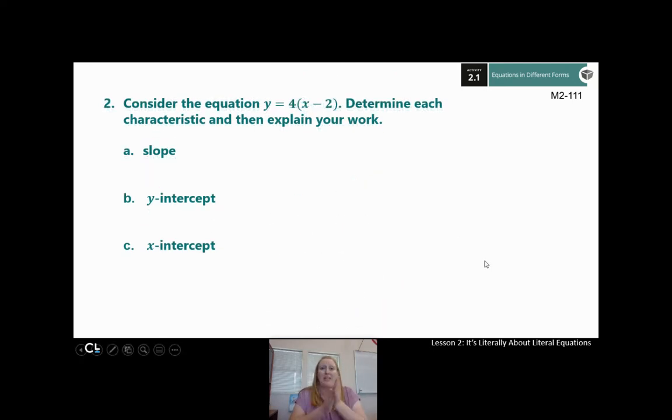All right, what about this one? I would like you to now consider this equation. y equals 4 times the difference of x and 2. I'd like you, again, to determine each characteristic. How'd you get it? So slope, y-intercept, x-intercept. This one's a little bit different than the last one. So see what you can do with it. See if it jogs a few memories there. Go ahead and hit pause to work this out, and then hit play when you're ready to check your work.